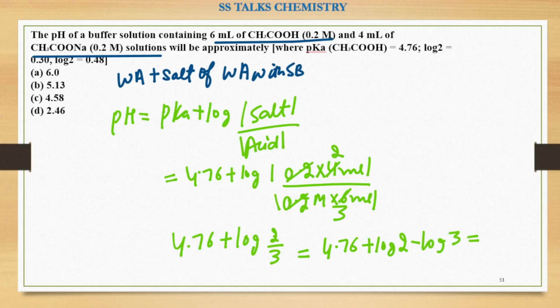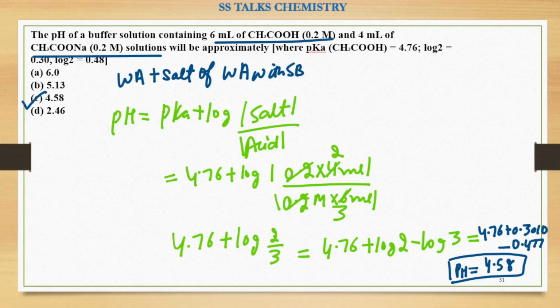The values you might be knowing, right? So it will be 4.76 plus 0.3010 minus 0.477. Just solve this and you will get your answer as 4.58. Okay, so this is how the pH will be calculated. So pH is 4.58, which is given to us in option C.